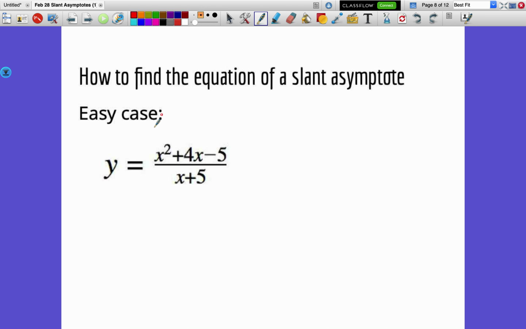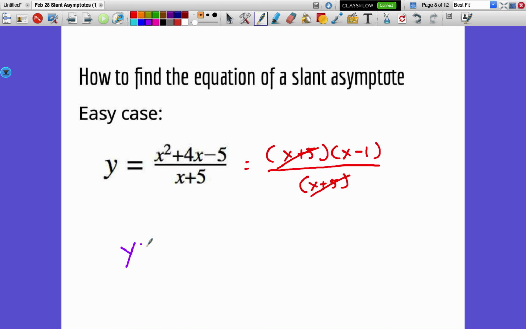All right, so let's find the equation of this slant asymptote. This is an easier case because we should attempt to factor this first and just see what happens. Two numbers that multiply to be -5 but add to be 4 are going to be x plus 5 and x minus 1. But because this is over an x plus 5 and these cancel out, the equation of our slant asymptote just is the equation of the line, y equals x minus 1.